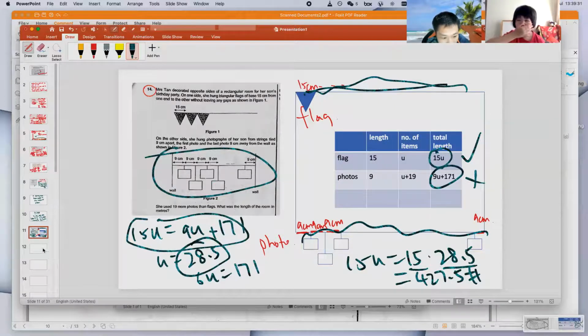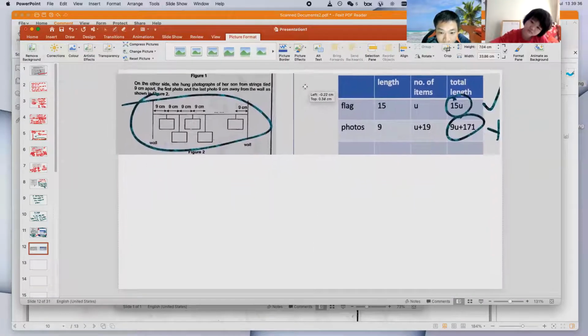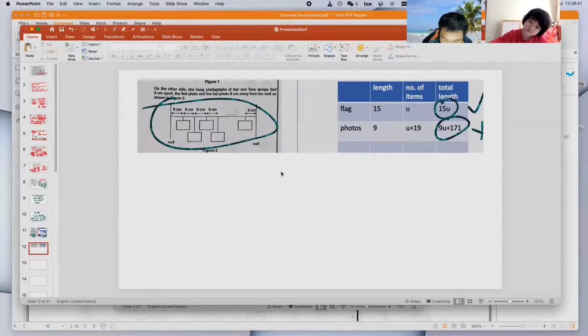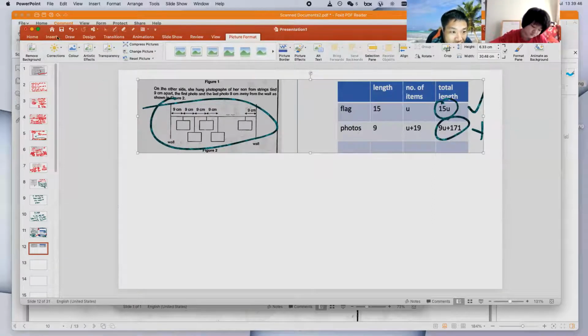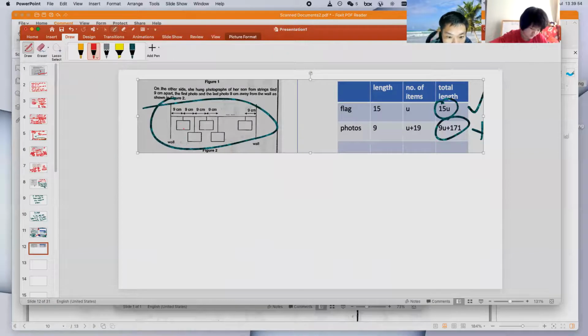Okay, we focus on the photo side because the flag is correct already. That's why I say we must use simple numbers to solve complicated questions. Why I say this question is complicated is because they talk about 19 more flags. So let me just go for one flag, the length is... I cannot tell what's the length, right?